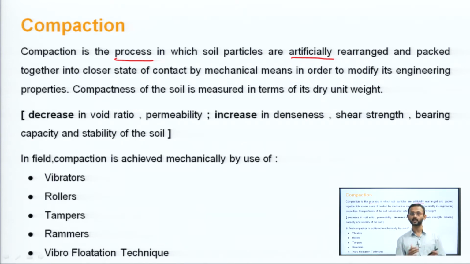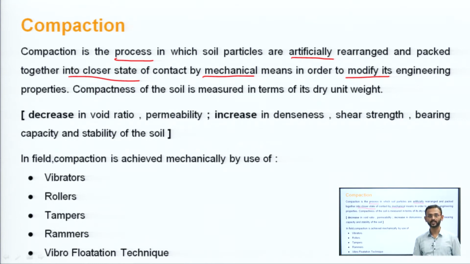Okay, how we have to do this, we will be seeing this. So, see, artificially rearranged and packed together into a closer state of contact. Obviously, when you are trying to compact something, what happens, they will move into a much closer state by mechanical means. The third important thing here, by mechanical means. So, you are using some extra effort or some different equipments here in order to modify its engineering properties. So, you will be modifying the properties, that we will be seeing what happens there.